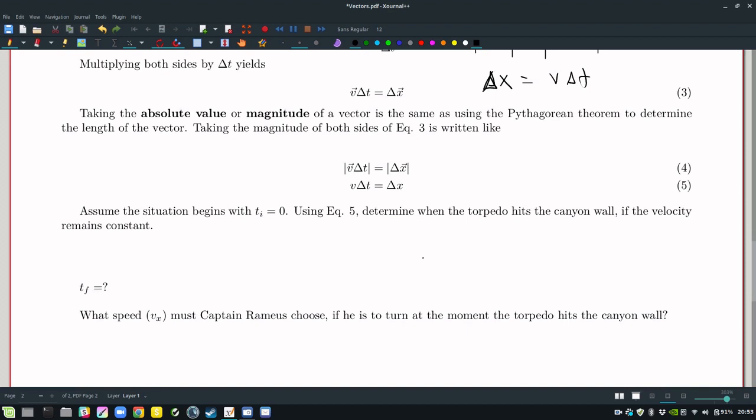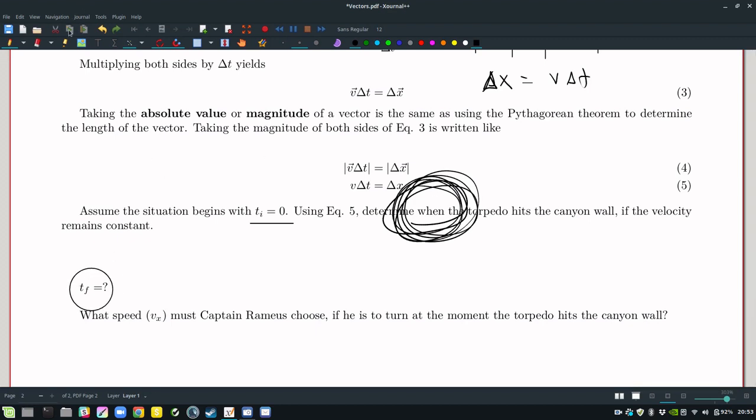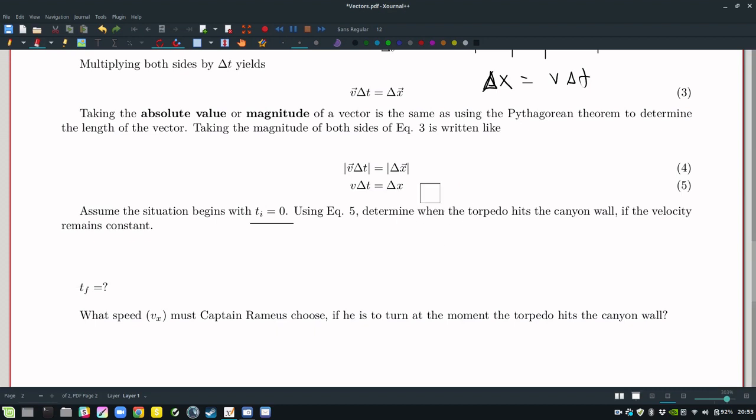Well, what's the question here? Assume the situation begins with time initial of t equals 0, so delta t will be t final minus t initial, or t final minus 0. So determine when the torpedo hits the canyon wall. So we're being asked when. That's the key word right there, when. And I'm saying specifically what's t final. But I circle that heavily because that when word is everything, right? It tells you what you're being asked. The quantity specifically is the time duration that it takes a torpedo to travel from its initial position to the canyon wall. So we're going to solve this formula for time duration.